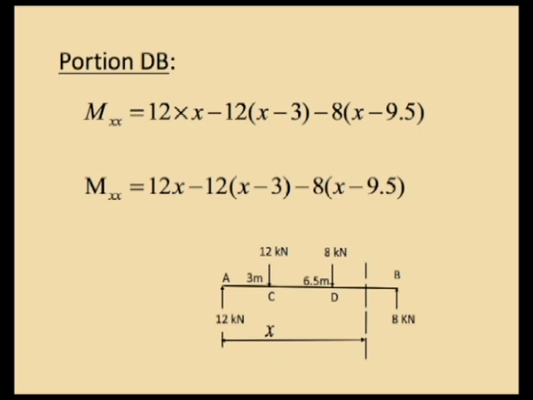So, for portion D B we have the 12 kilonewton upward reaction and downward loads 12 kilonewton and 8 kilonewton. The reaction will produce a moment of 12 into x, then the applied load 12 will produce a moment of 12 into x minus 3, and the 8 kilonewton will produce a moment of 8 into x minus 9.5.